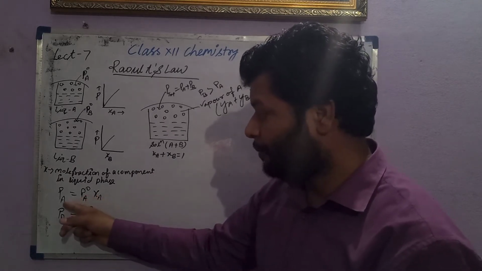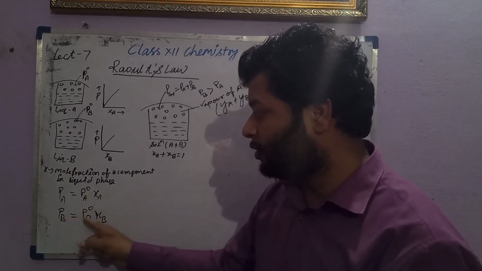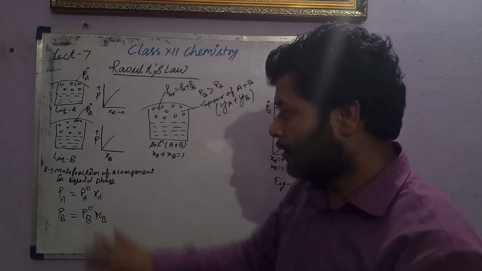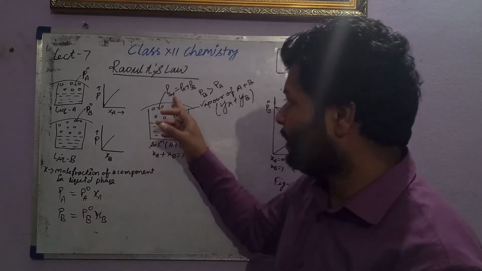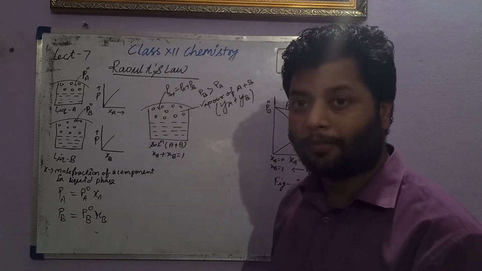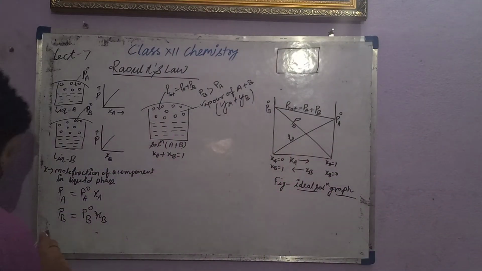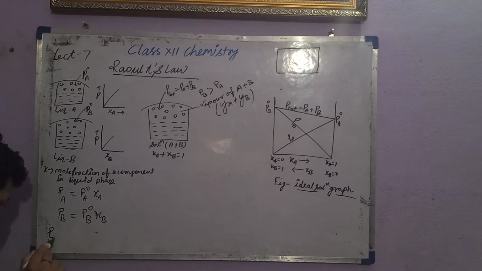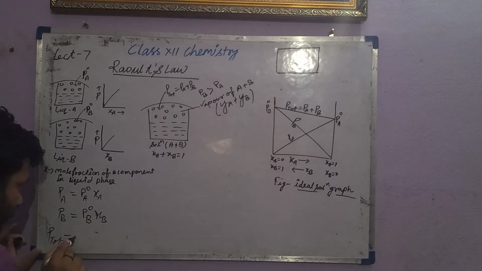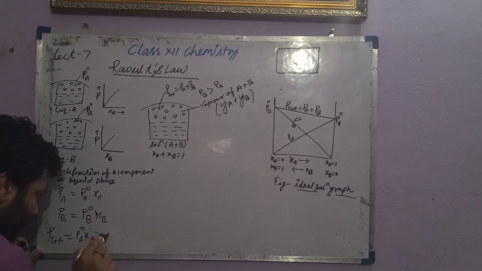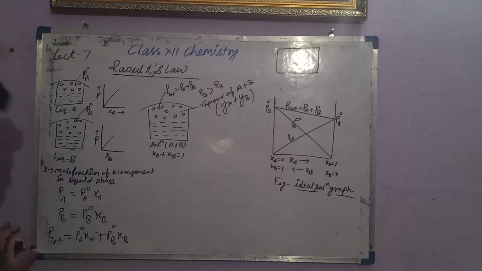So that's why PA equal to P naught A XA, or PB equal to P naught B XB. When we sum these PA and PB, we will get a value of P total. That's why P total equal to P naught A XA plus P naught B XB. P naught A XA plus P naught B XB.